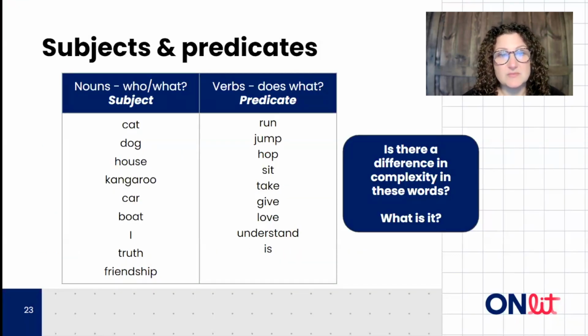As educators, it is important to always consider complexity so that we can start with the simple and build from there. Look at the list of nouns and verbs in the chart. Is there a difference in the complexity of these words? What is it? Which words would be easier for students to work with?